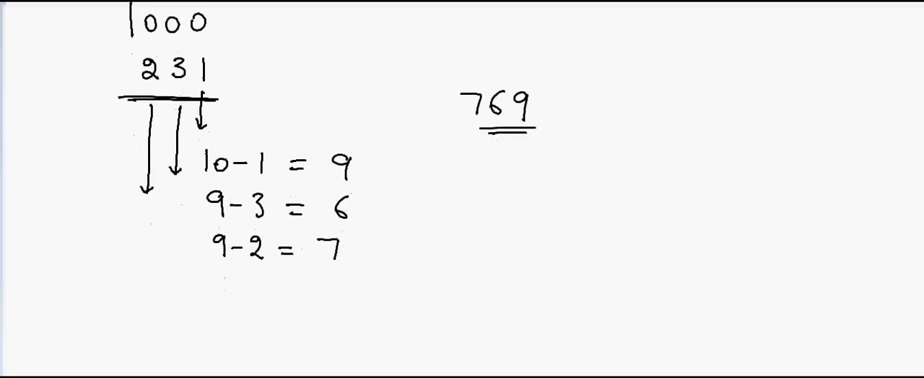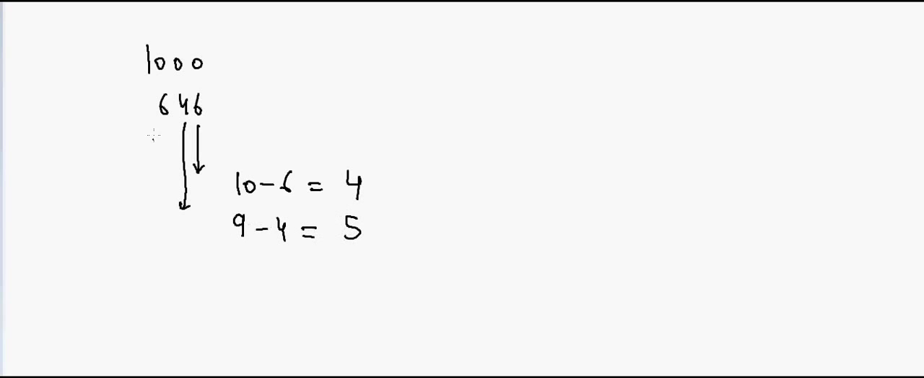Again, if I have 1000 minus 646, in that case I'll take the 6. 10 minus 6 is 4, then I take the 4, so 9 minus 4 is equal to 5, and then I take the 6, so 9 minus 6 is equal to 3, so the answer is 354. So this method can be very helpful if we are in the exam or day-to-day calculation.